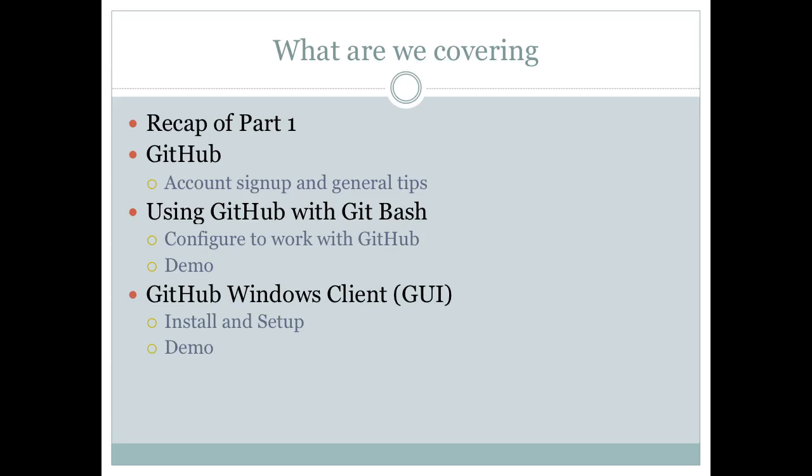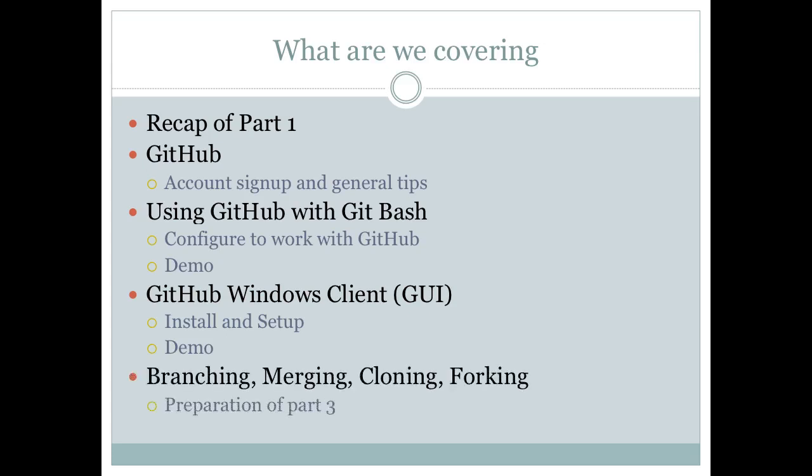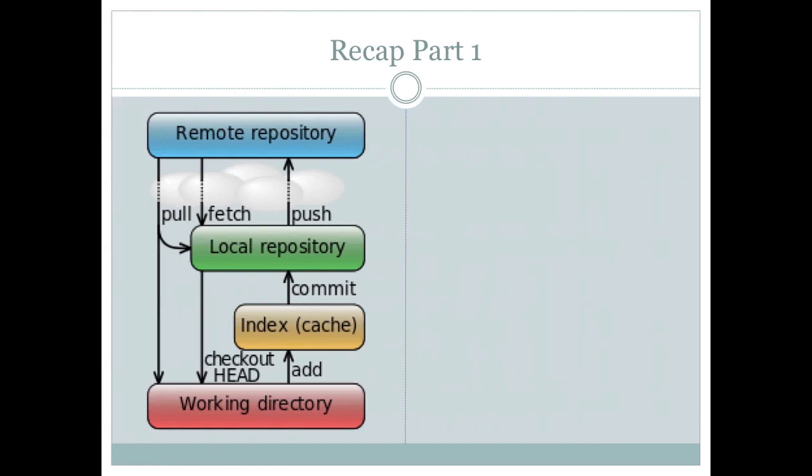We will then stop using Git Bash and go ahead and do an installation of the Windows Client, which is the GUI client. We will then do a setup and a demonstration of how to use all of the functions that Git Bash gave us in a Windows Client. And finally, we will talk about branching, merging, cloning, and forking, which will be covered in depth in part 3 of this video series. Okay, so let's get started with the recap.